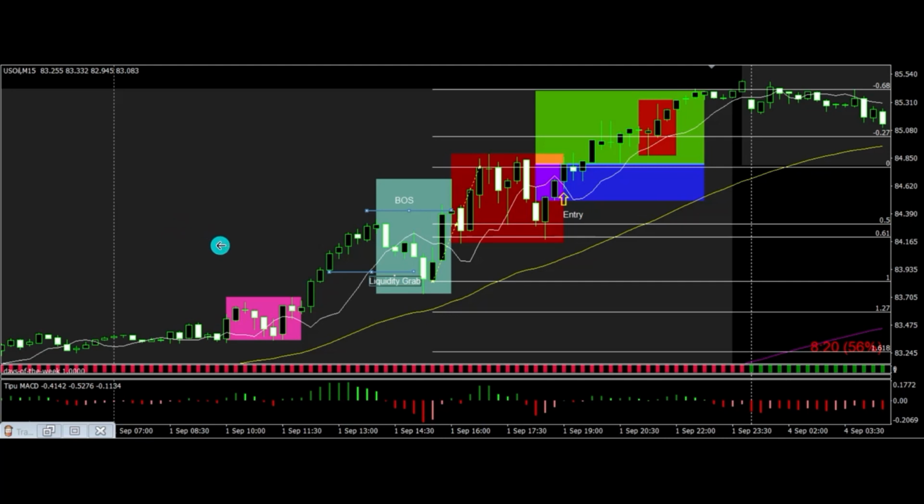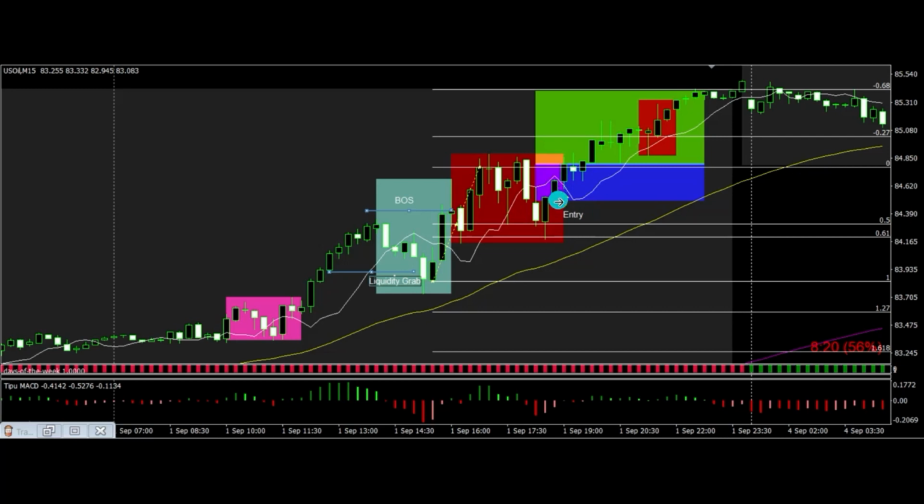This buy trade happens during the New York session, and it happens during the end of the New York session. There was a liquidity grab, a break of structure, then price retraced back to the 50%. Then price crossed the 4 EMA. Your entry happens at the top of this candle.